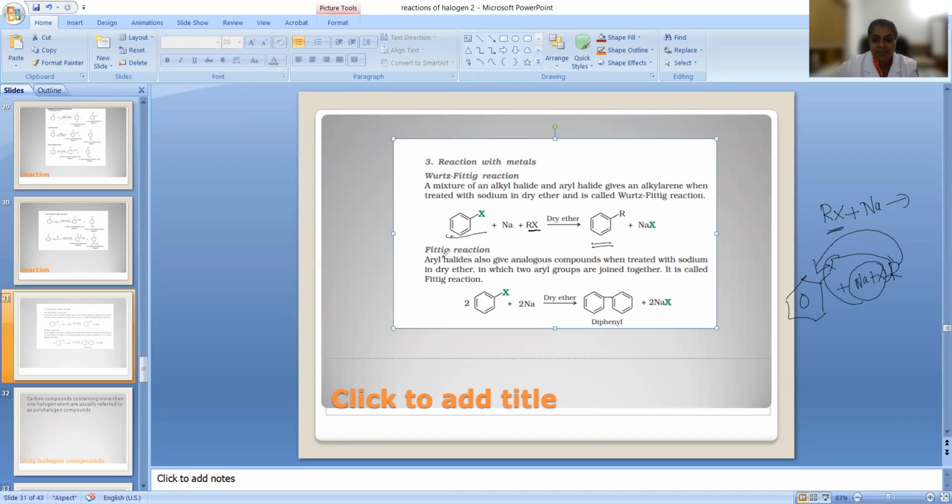And in the Fittig reaction, we are taking 2 haloarenes. So in the Wurtz reaction, 2 haloalkanes. In the Fittig reaction, 2 haloarenes. In the Wurtz-Fittig reaction, 1 haloalkane and 1 haloarene we will be taking, and the condition is the same. Here we will get diphenyl. These 3 equations are very important. That's all for today. Thank you.